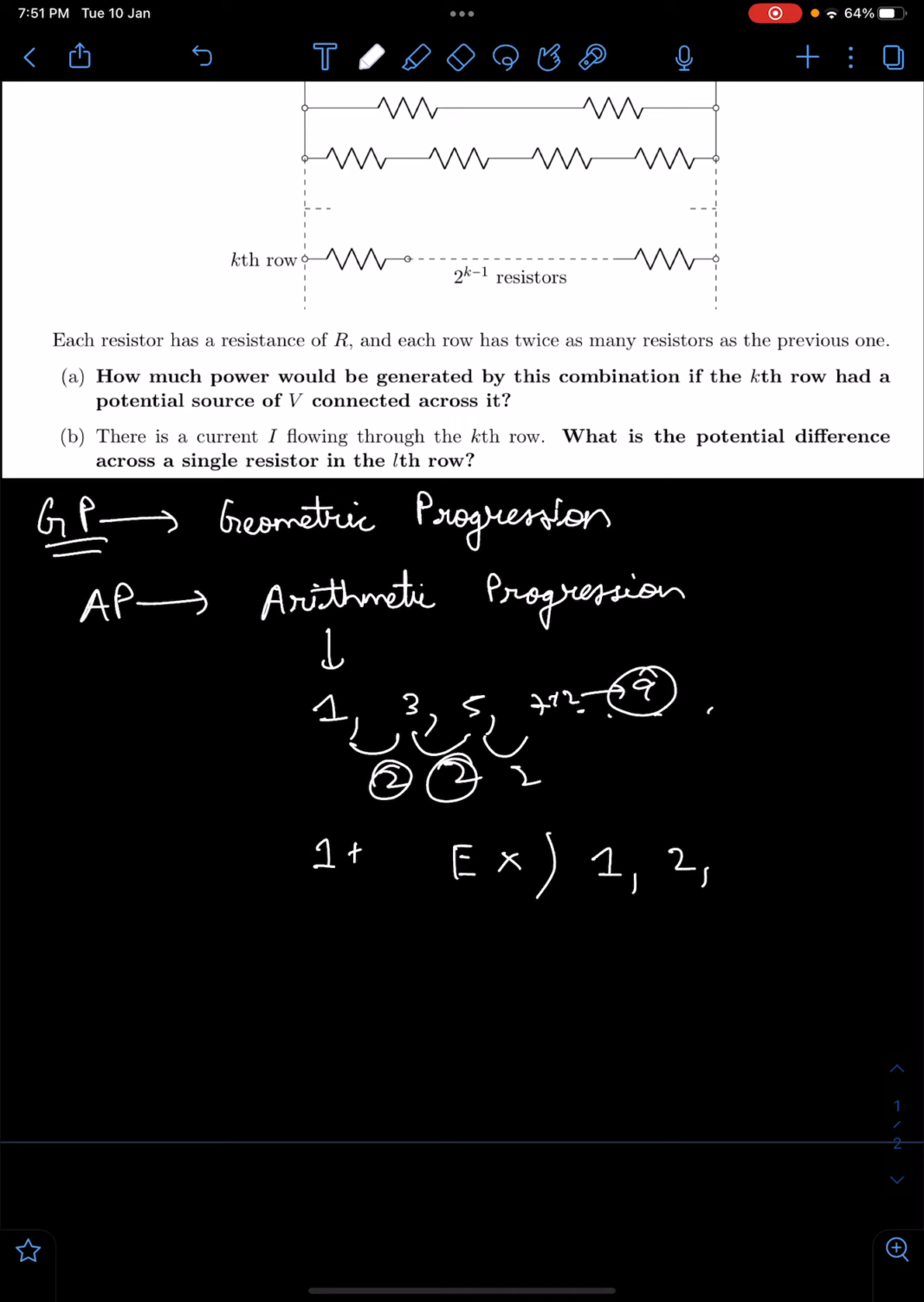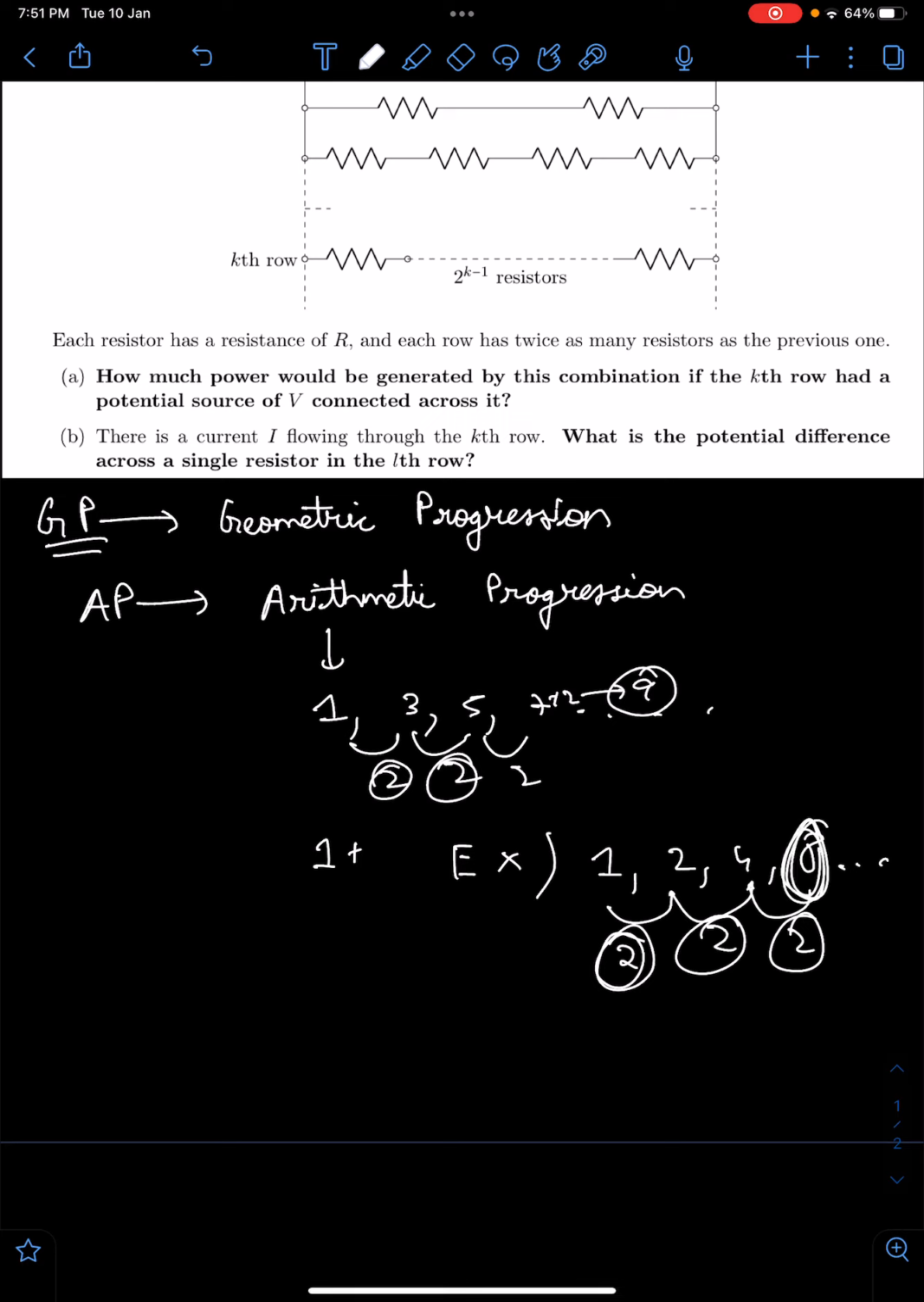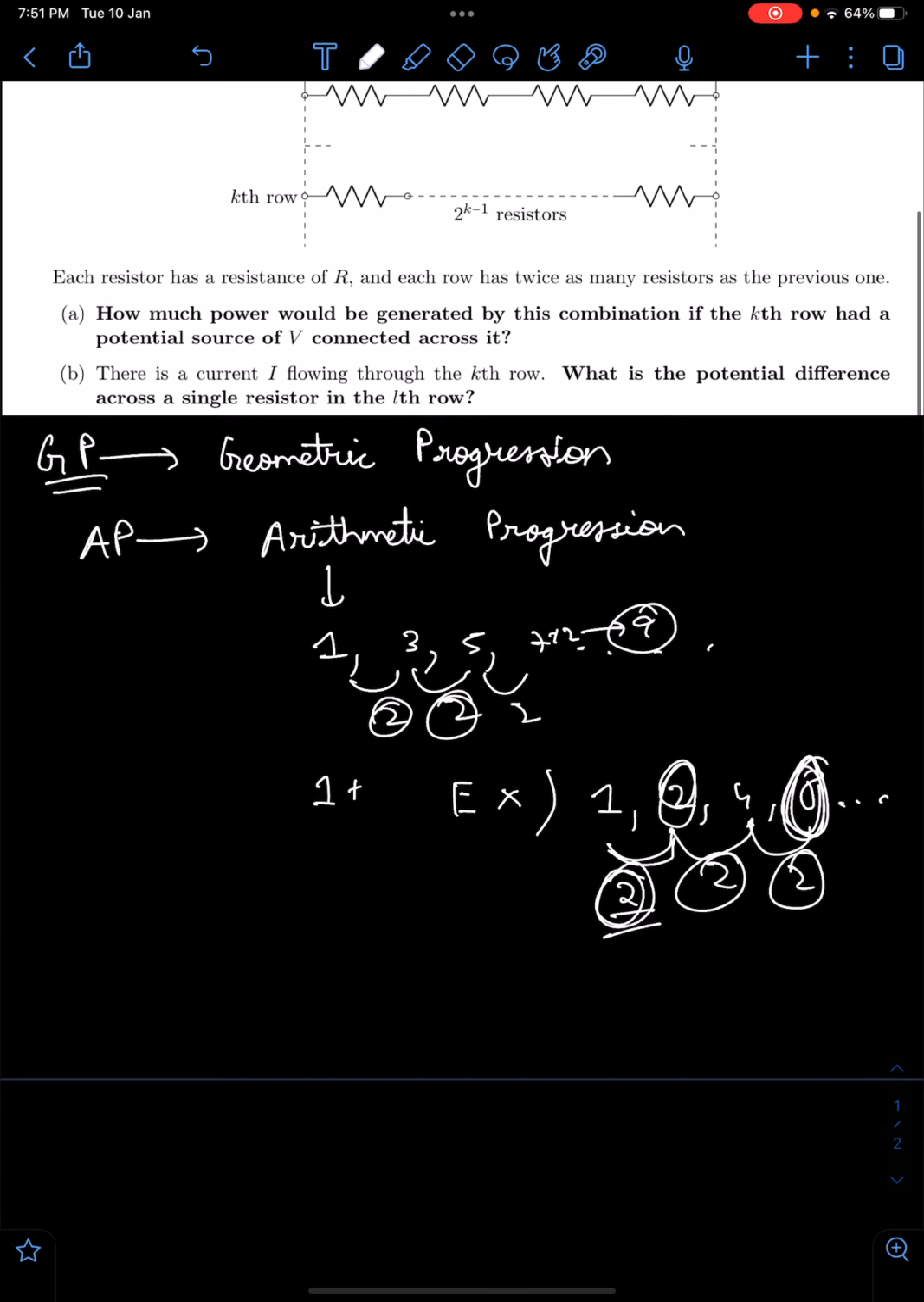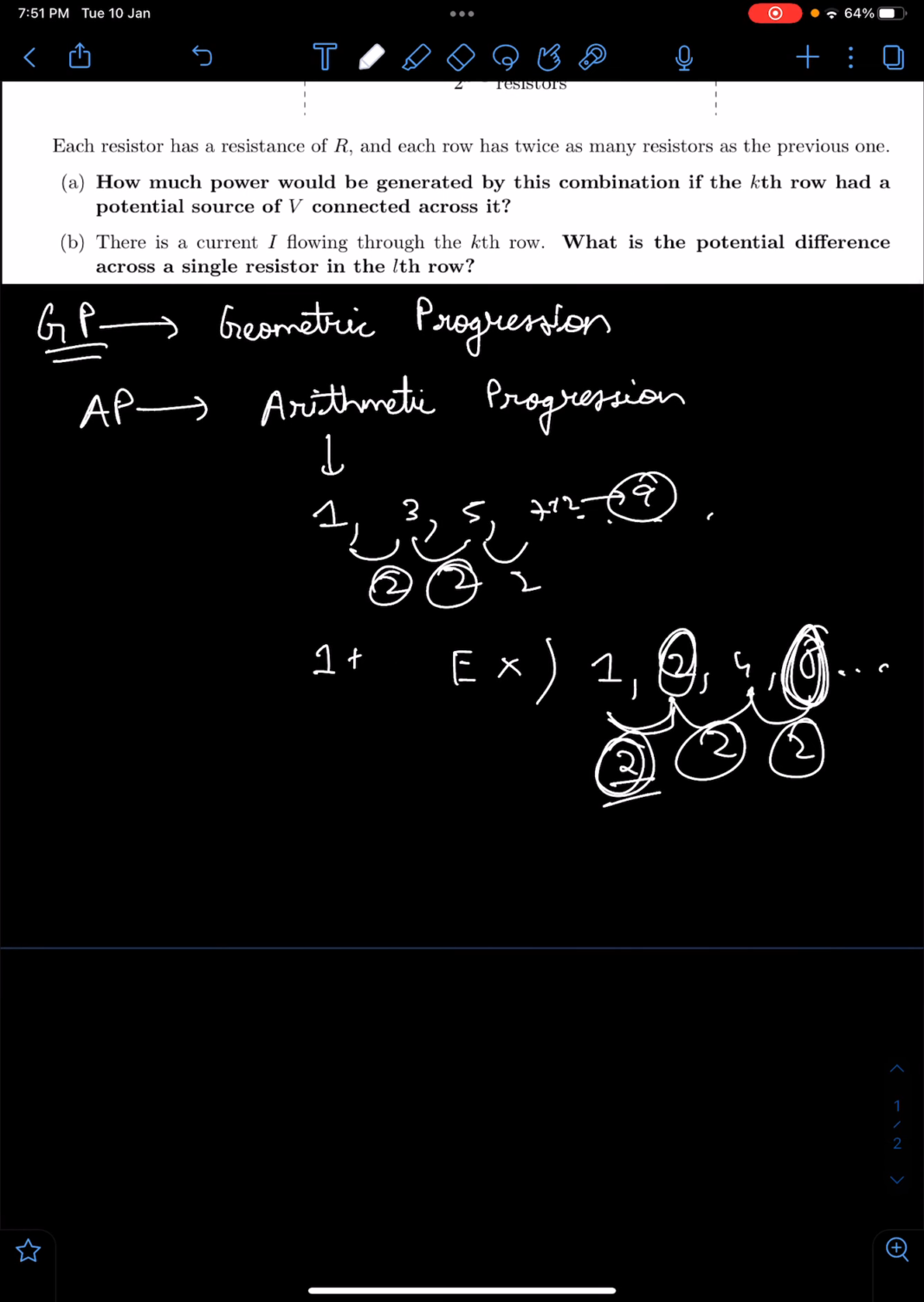Now geometric progression, let us just start with an example. It would be 1, 2, 4, 8, and so on. In this, there's a product difference. If I multiply this by 2, I get the next term. Basically, you multiply by a constant term in order to get the next term. If I take another sequence, 3, 9, 27.